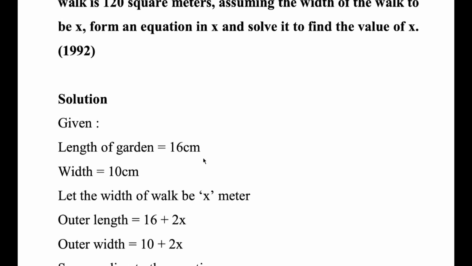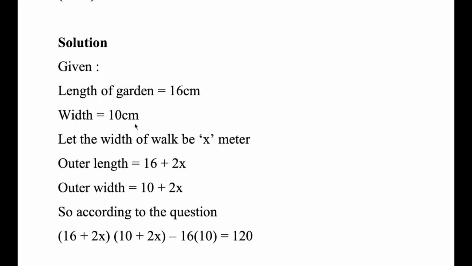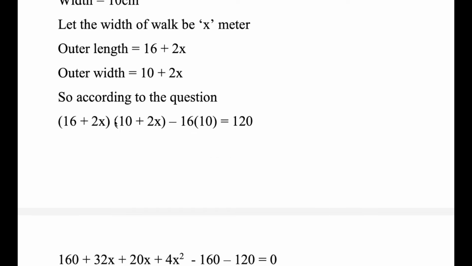Length of the garden 16 meter, width is 10 meter. So let the width of the walk be x meter. So outer length will be 16 plus 2x. Outer width will be 10 plus 2x. So according to the question, we can form this equation: 16 plus 2x into 10 plus 2x minus 16 into 10 is equal to 120.